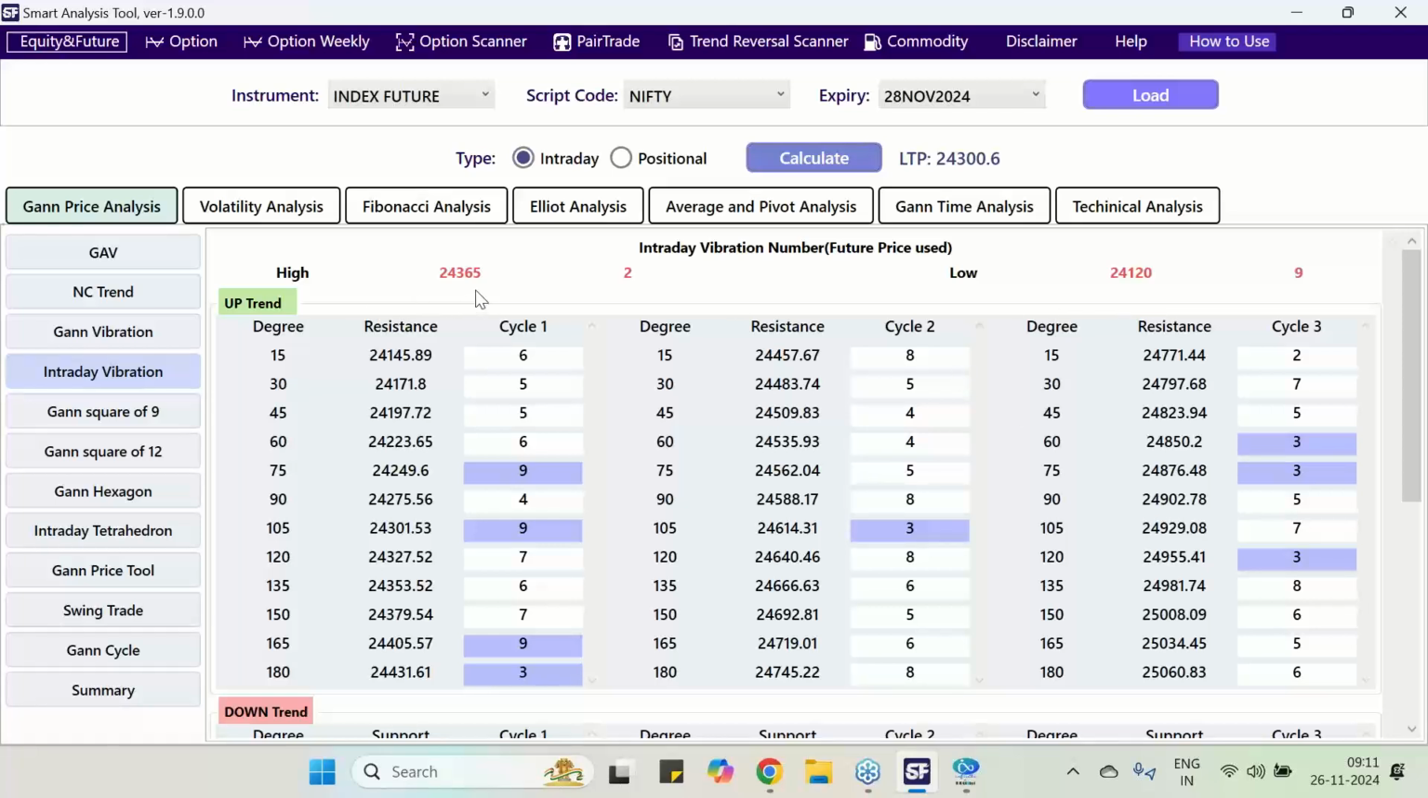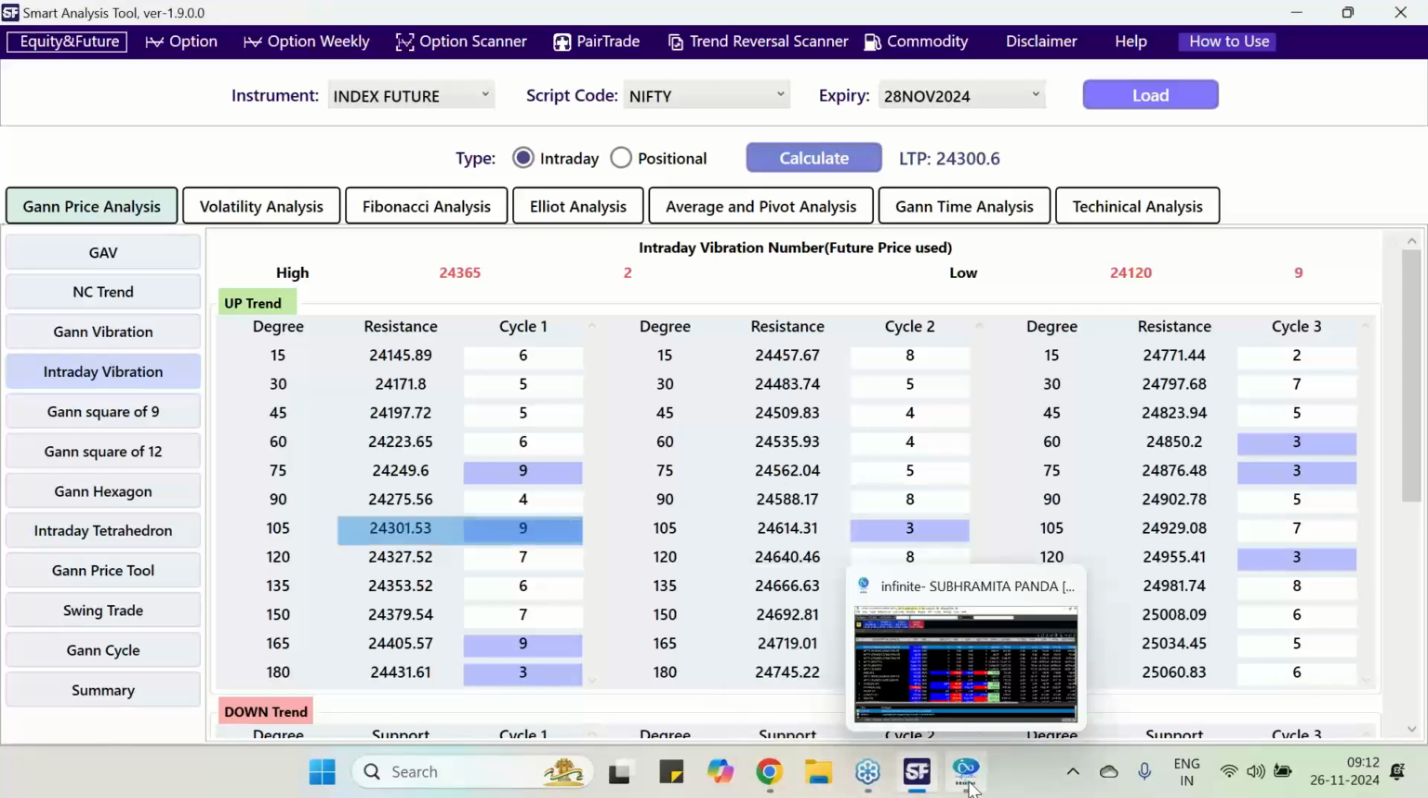Yesterday it went to 24,365 and came down to 24,120. Based on that, today the close happened at 24,300. So yesterday's close also happened with almost 1 rupee deviation from your vibration resistance. These are the tool's benefits, these are the features.